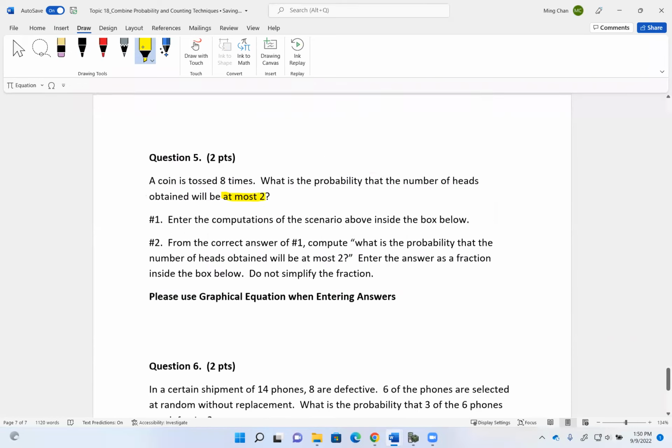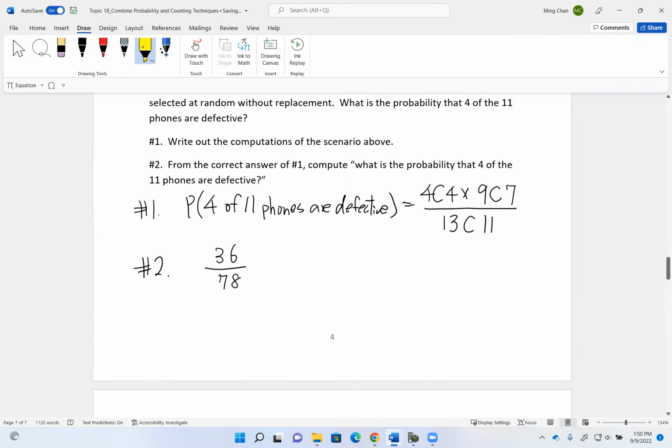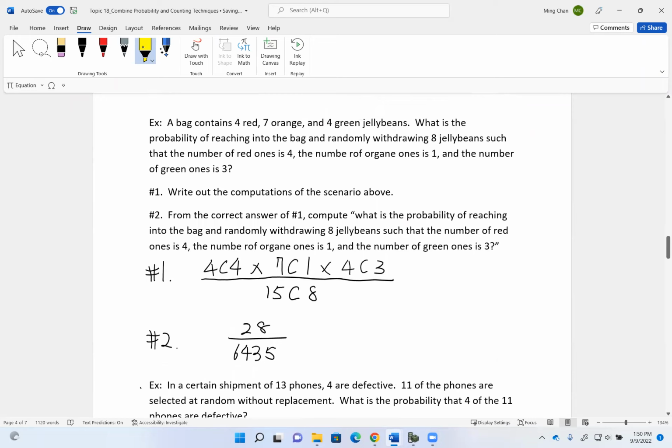All right, so just real quick, we put together what we've been talking about in the past several topics: probability and the counting techniques together.